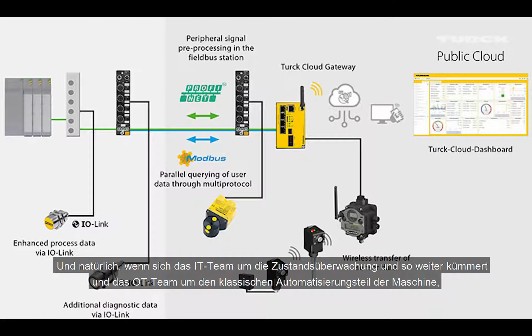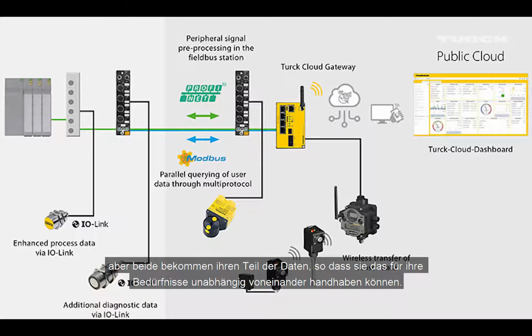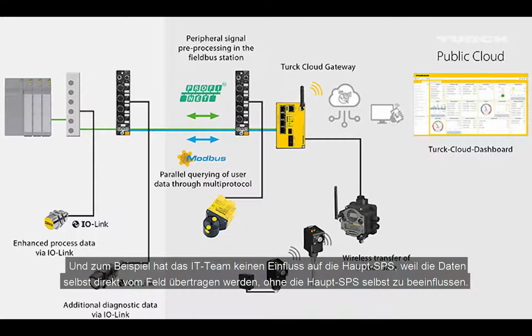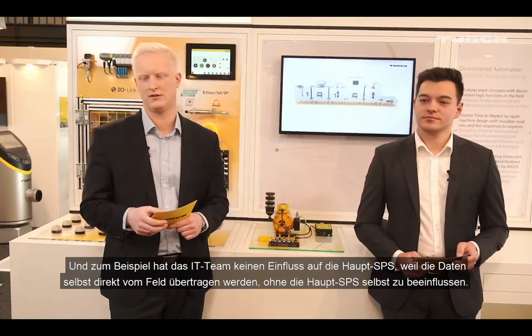And of course, if you have the IT team taking care of condition monitoring topics and the OT team taking care of the classic automation part of the machine, both can work independently from each other with the same hardware. You have the same encoder, but both of them get their part of the data, so they can handle it for their needs independently. For example, the IT team is not affecting the main PLC, because the data is transmitted directly from the field without affecting the main PLC itself.